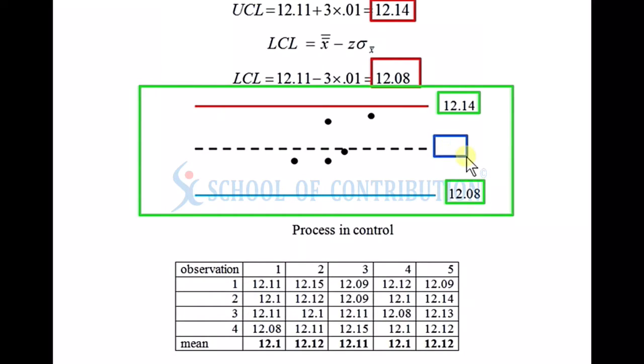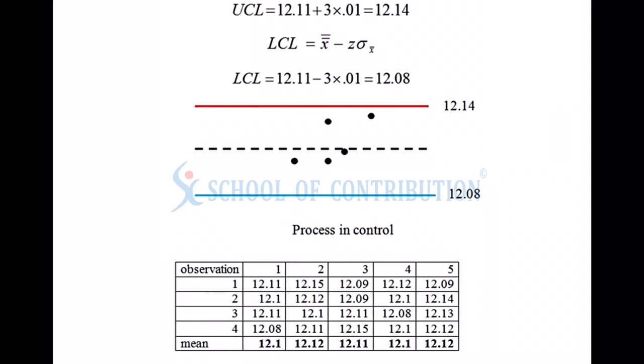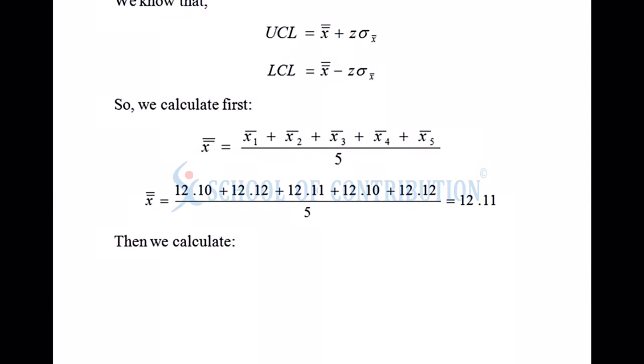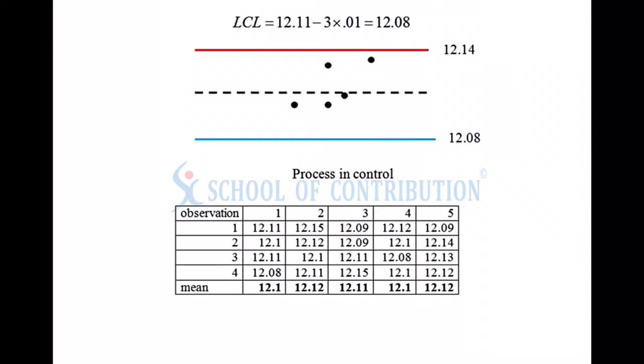And in between we have the mean of the sample means, which, as we know so far, is equal to 12.11. This mean of the sample means falls in between the upper control limit and lower control limit. So we can describe this as follows: the upper control limit is 12.14, the lower control limit is 12.08, and in between we have the mean of sample means, equal to 12.11. This upper straight horizontal line is called the upper control limit, and the lower straight horizontal line is called the lower control limit.